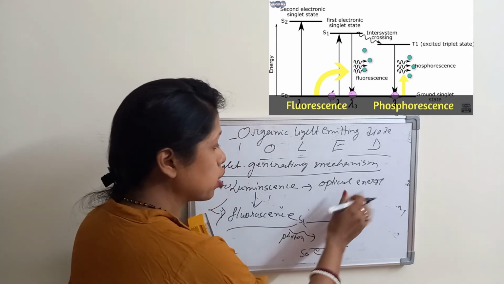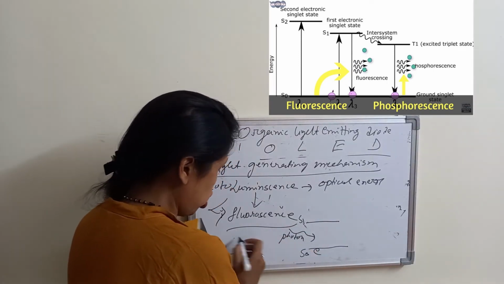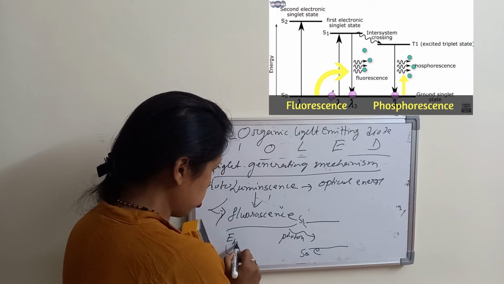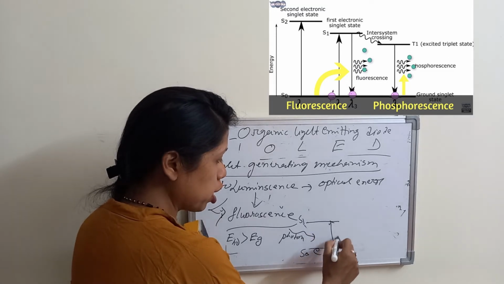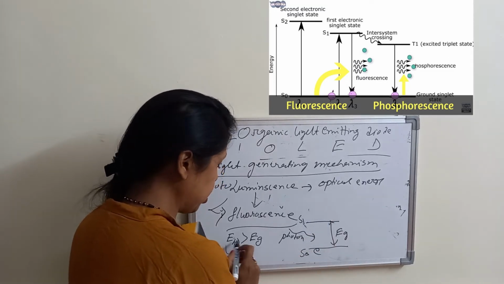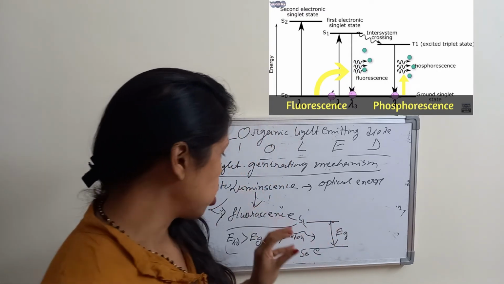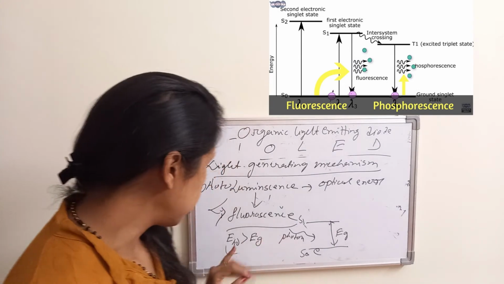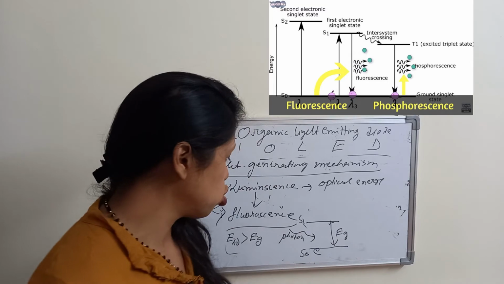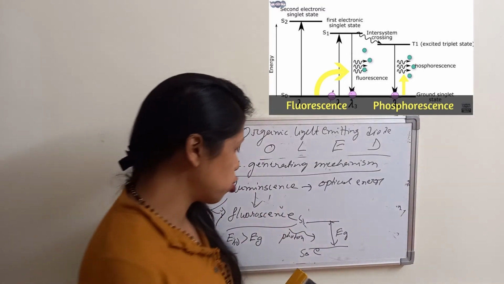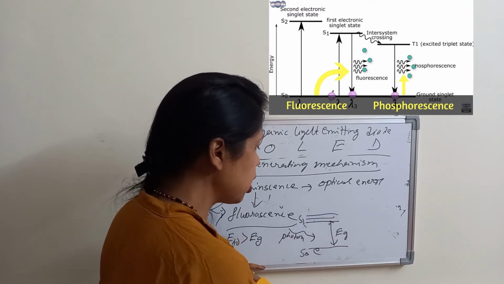Here I told that the input energy is the optical energy. So for absorbing a photon, E = hν should be greater than Eg. Eg is the band gap between these two energy levels, and hν is the optical energy you are sending to the system. The hν should be greater than Eg so that the system can absorb a photon. By absorbing a photon, the electron will go from S0 to S1, the higher energy level.